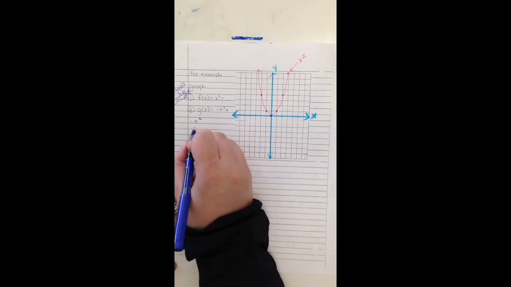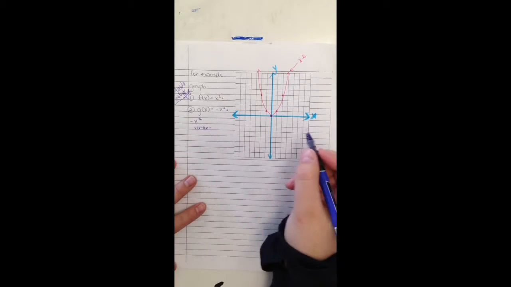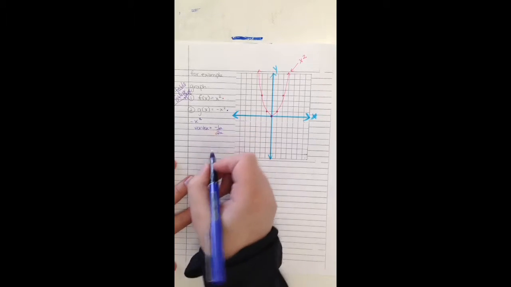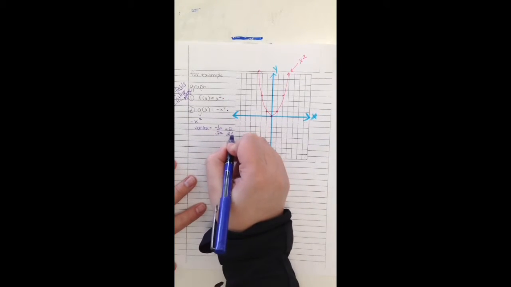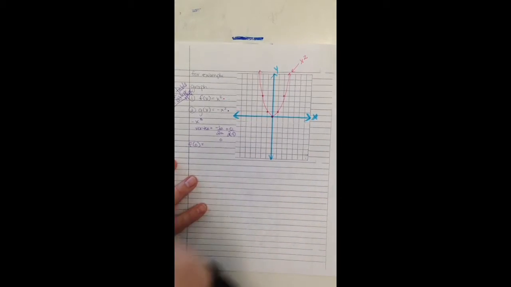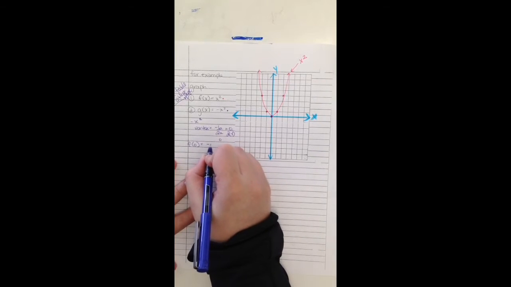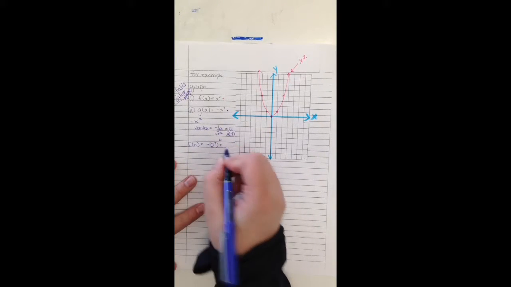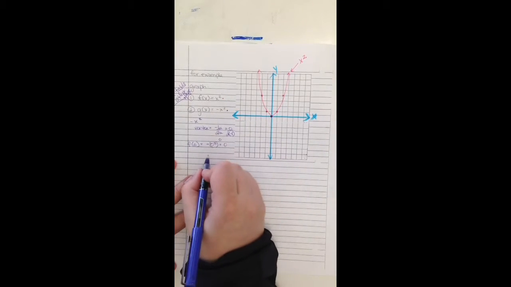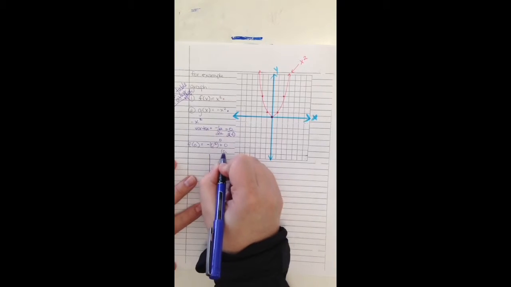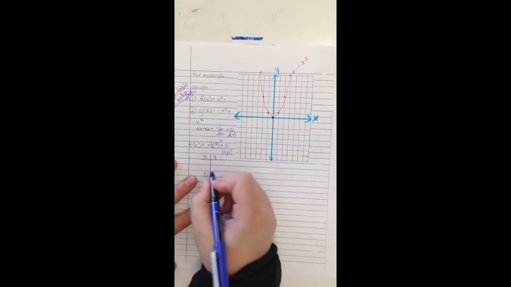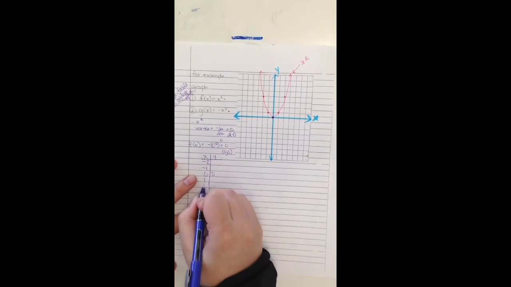So my vertex is still going to be negative b over 2a. I don't have a b, so I get 0 over 2 times -1, so I get 0. F of 0 is negative 0 squared, so I get 0. So I still have my origin as my vertex. Draw a t-chart, and I'm going to go -1, -2, 1, 2.